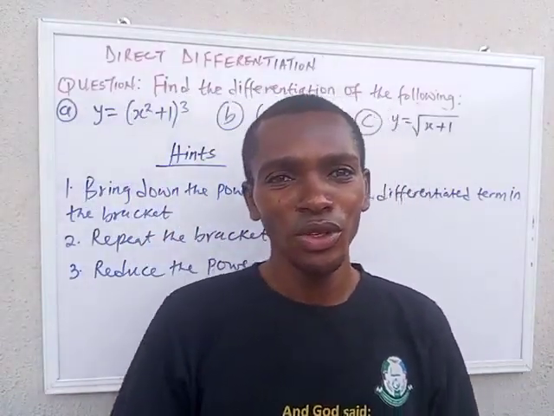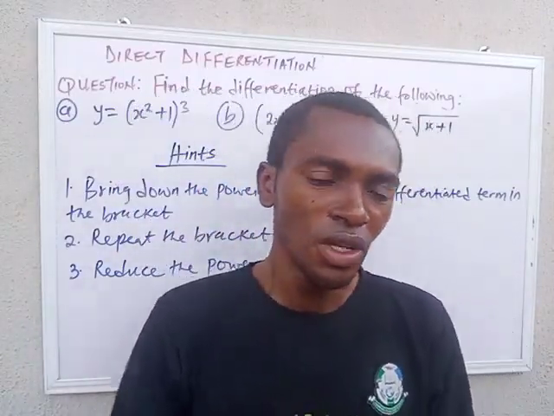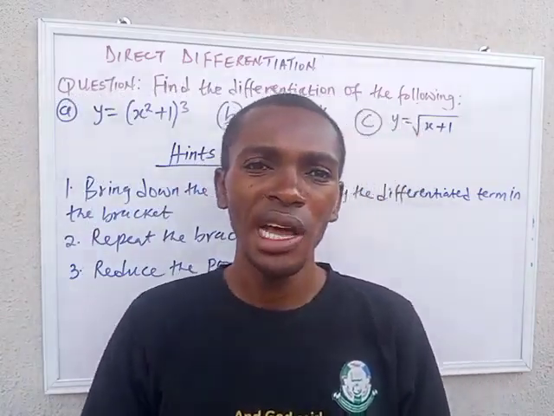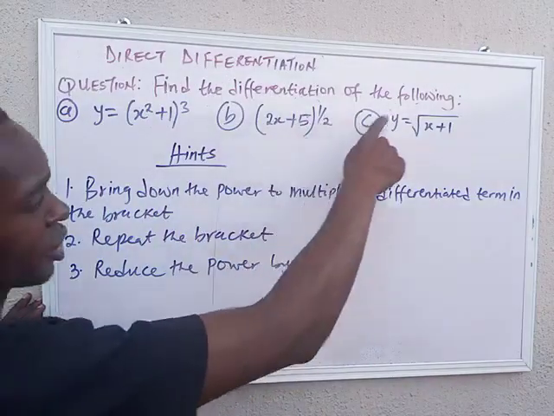Now we have this question on the board still on direct differentiation. Now this is a bit different. Now we have problems that have brackets. So we have this question on the board: find the differentiation of the following.